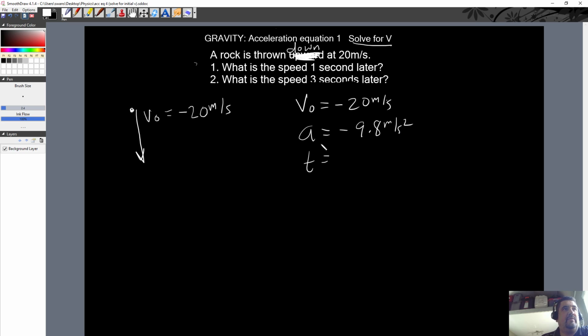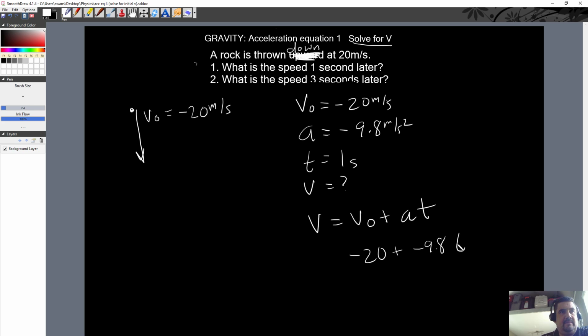We want to know, we're doing the first one, number one, so 1 second later, and they want to know what is the final speed. So let's go ahead and plug that in. V is equal to V0 plus AT is the only equation that works. It's the only one that has these four things in it. So the initial speed is negative 20 plus negative 9.8 times t, but we know t is 1 second, sorry. So 1 second, and final velocity, there we go.